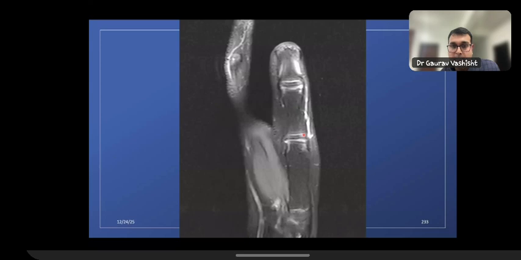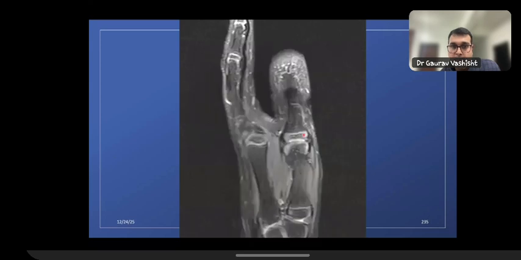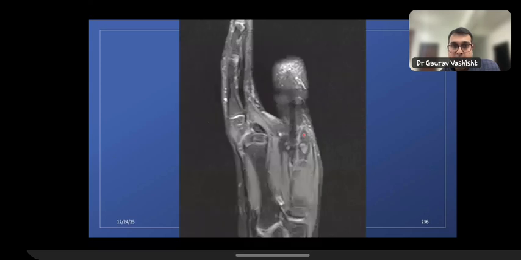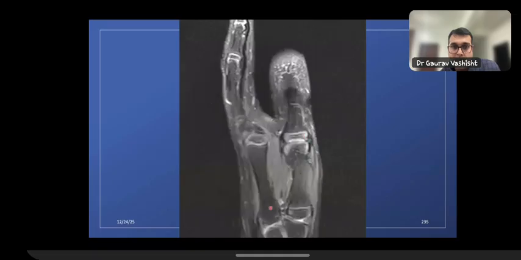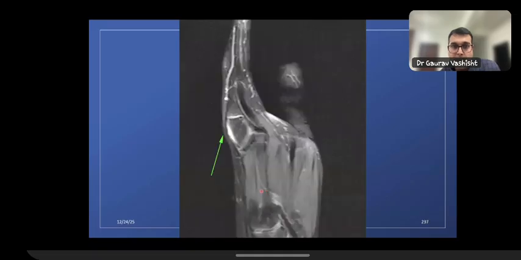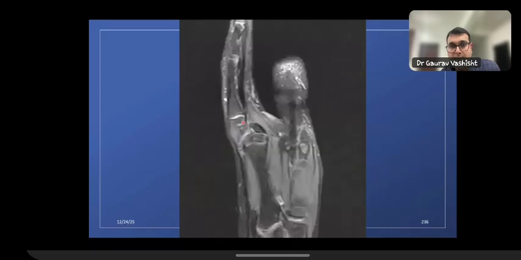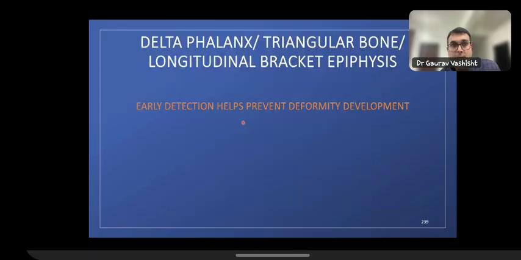So this is the thumb. As I'm going from radial to medial side, we can see that the metacarpal is normal in signal intensity, while we see an elongated triangular shaped projection arising from the epiphysis of the proximal phalanx. Okay. And this is called a delta phalanx or triangular bone or longitudinal bracket epiphysis.